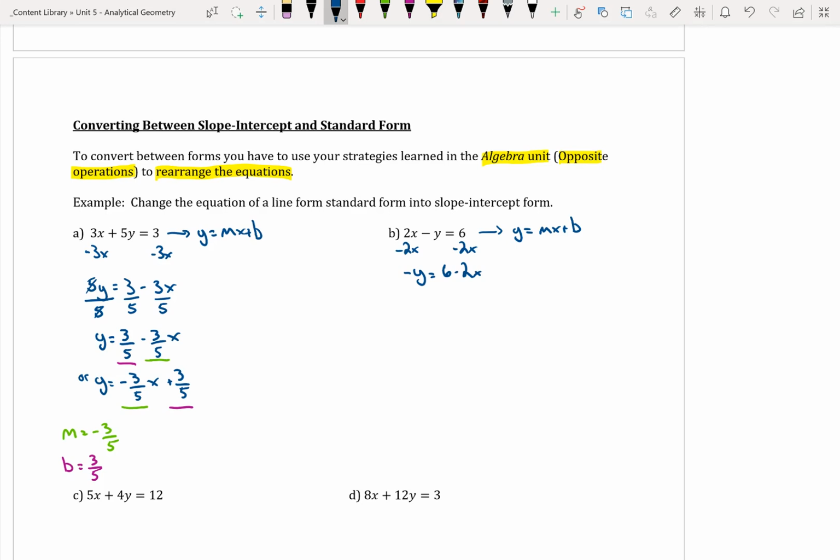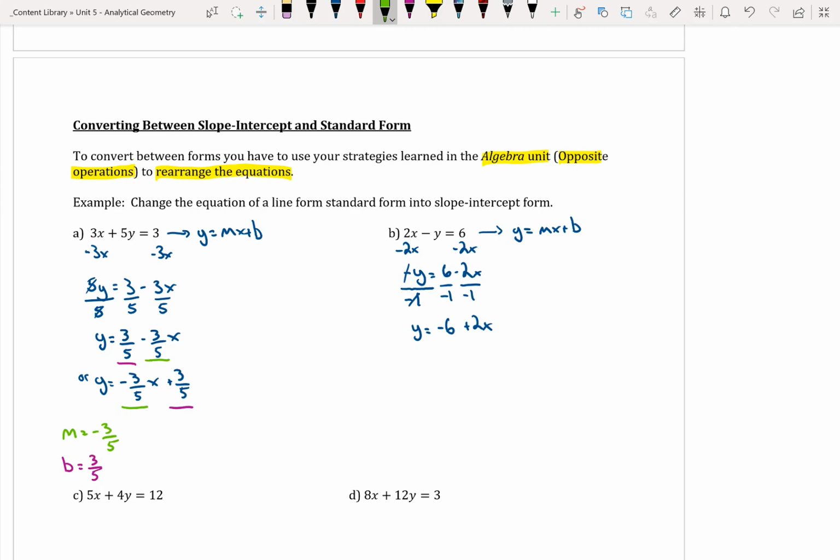I have the negative y still. I can't forget that negative out front. And because that negative is out front, that's still making it different from y equals mx plus b. So what I need to do is cancel out that negative by dividing by negative 1. And I'm going to do the same thing to each term on the other side of the equal sign. It'll cancel out on one side. I'm left with y equals negative 6 plus 2x.